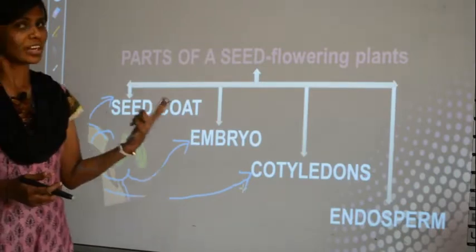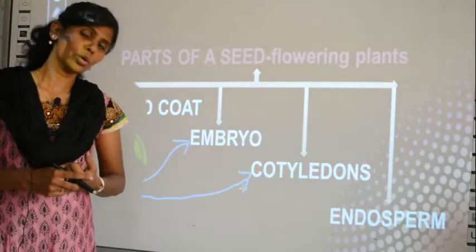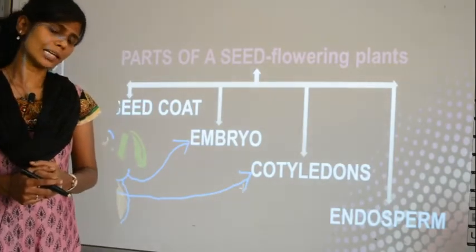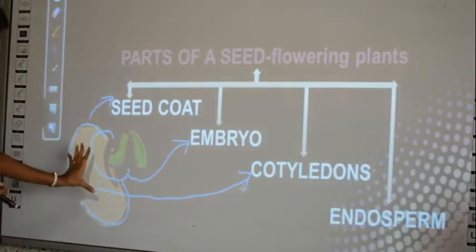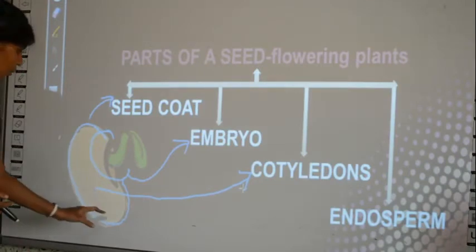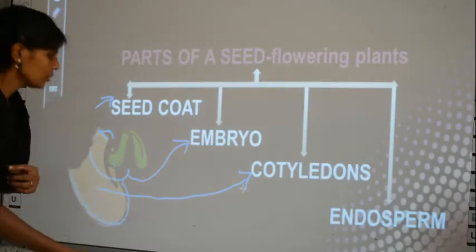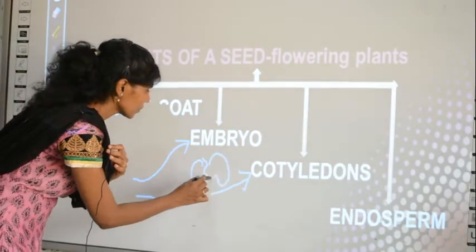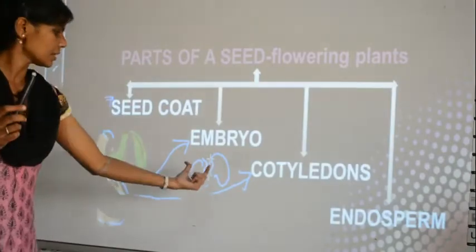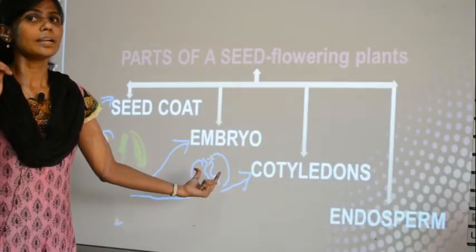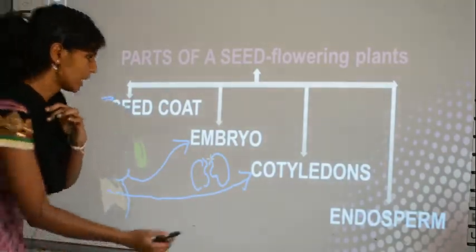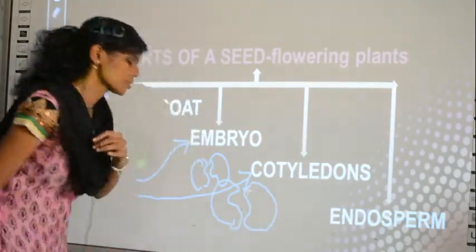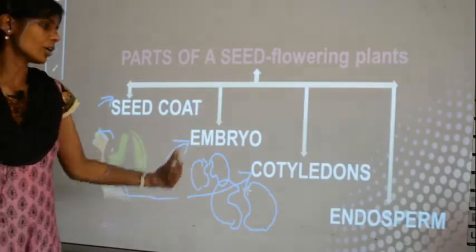See, usually there are 2 types of cotyledons: monocotyledonous plants and dicotyledonous plants. This is a monocotyledonous plant because there is only one cotyledon. In some plants you have 2 structures, which are called dicotyledonous plants. Like this it will appear, like 2 bean shaped structures. That is called dicotyledonous plants.